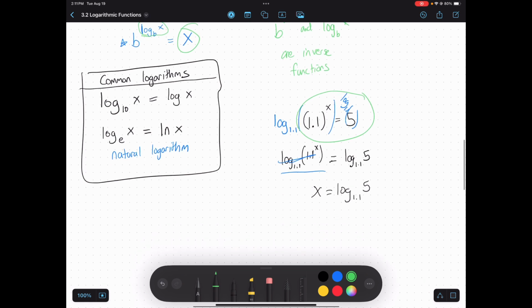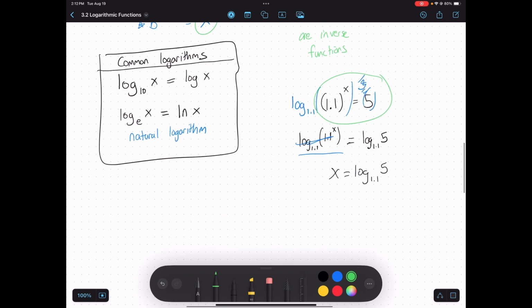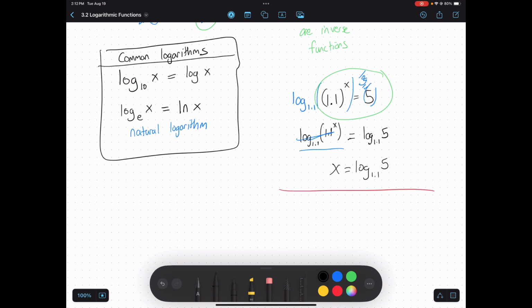Okay, but that's not the only way I could go about it. Raise your hand if your calculator has a log base 1.1 button. I guarantee you it doesn't, which is why we have these commonly used logarithms. Your calculator will definitely have a natural log button. But how can I use that natural log when the base of this exponential function is 1.1?